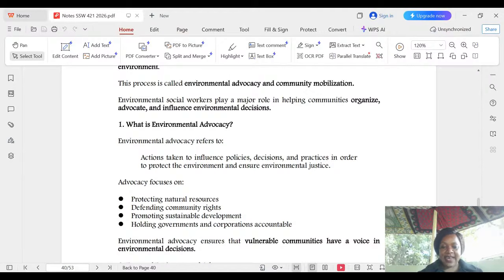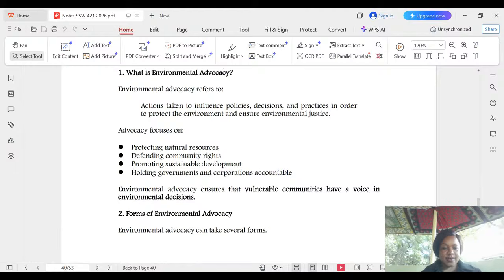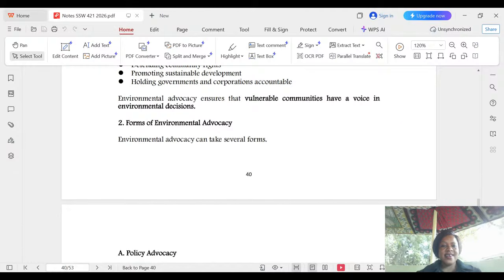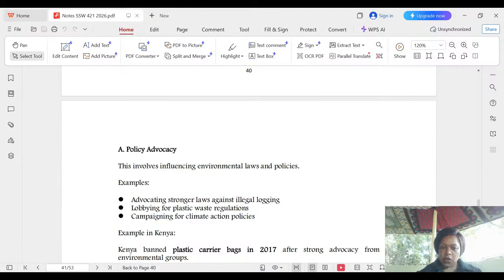Environmental advocacy ensures that vulnerable communities have a voice in environmental decisions, like in the participation in the development of policies and laws. Let's look at the forms of environmental advocacy. The first one is policy advocacy. So you'll be advocating for the right policies. Again, this is your work. You're advocating for policies that protect the environment, among other factors that we have mentioned. This would involve influencing environmental laws and policies. And like I shared earlier, you'll be working together with the policymakers.